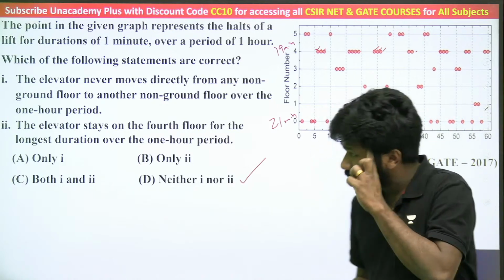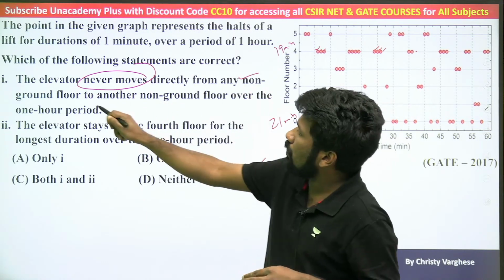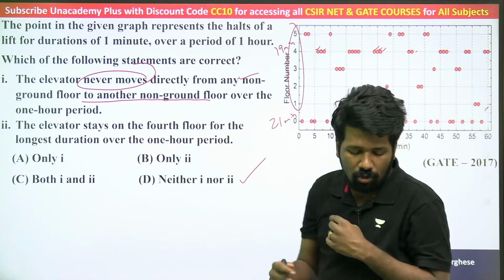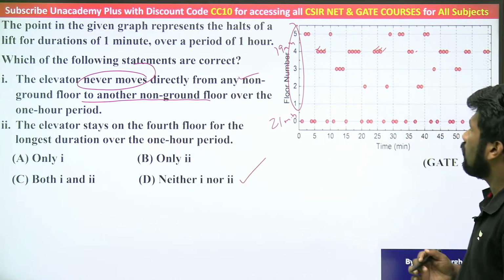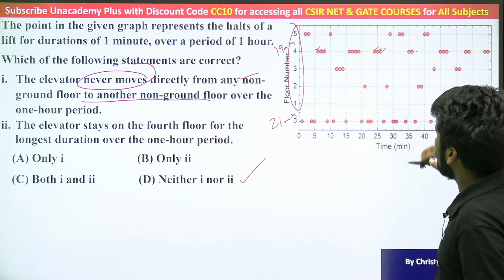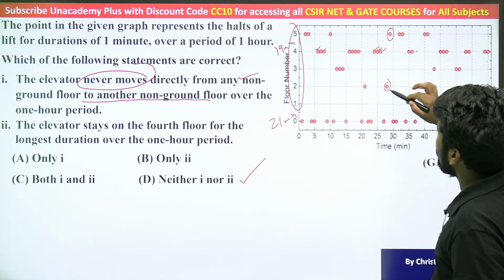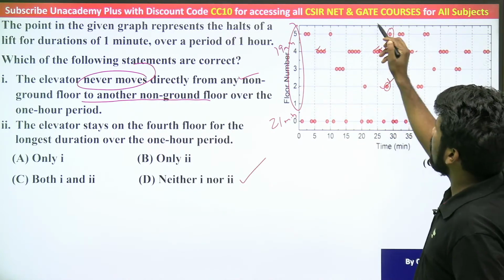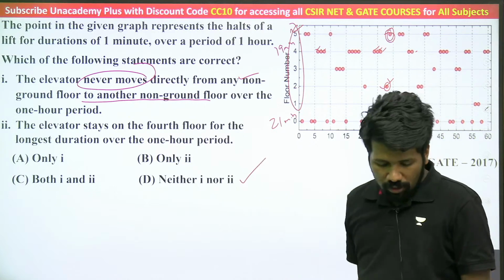First option क्यों नहीं हुआ? करिश्मा, first option क्या दे रहा है? Elevator never moves directly from any non-ground floor to another non-ground floor. Non-ground floor मतलब first floor to fifth floor non-ground floor है. 0th floor is the only ground floor. बाकी सब non-ground floor है ना. एक non-ground floor से दूसरा non-ground floor में never moves. That is what the question says. लेकिन ये देखो, 28th minute और 29th minute में क्या हो रहा है? 28th minute में lift is on the second floor था, लेकिन 29th minute में lift is on the 5th floor. दोनों non-ground floor है ना. So never moves from non-ground to non-ground गलत है ना.